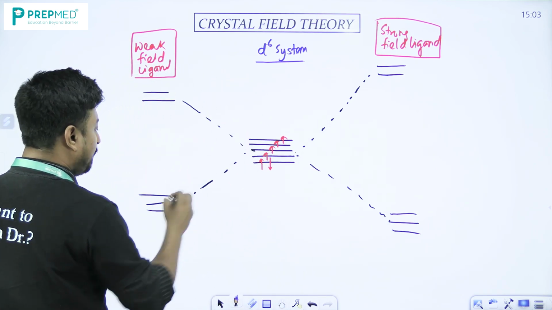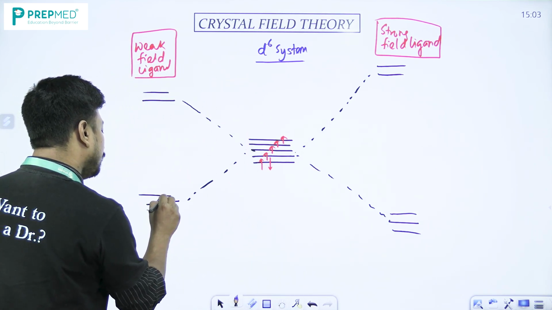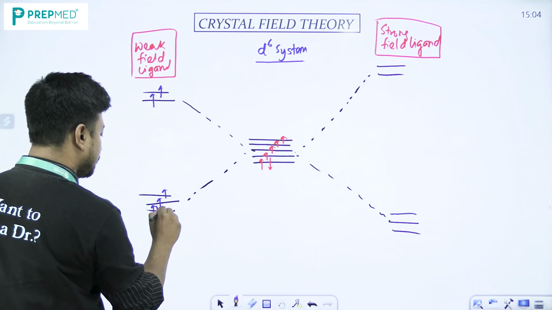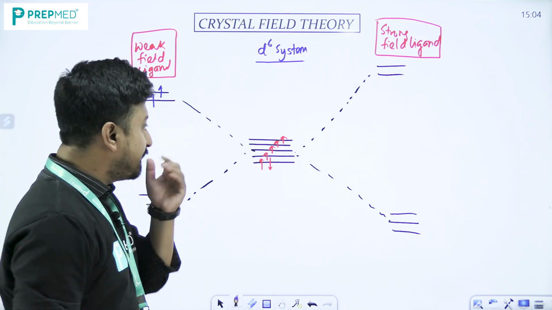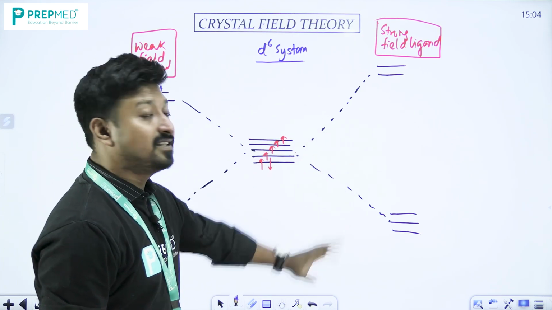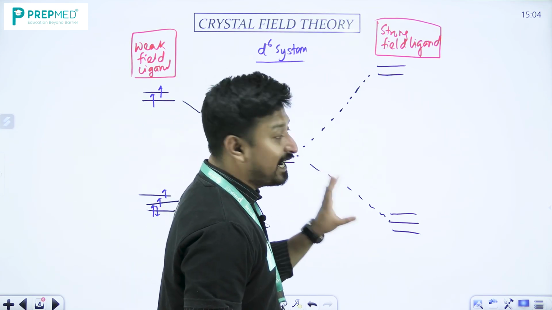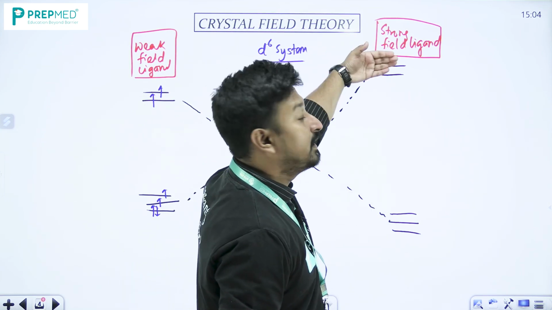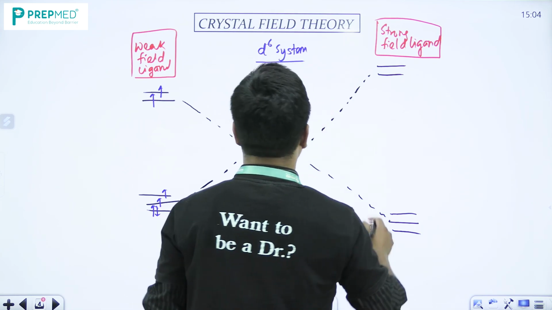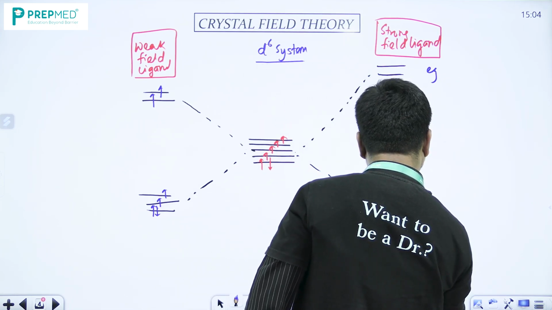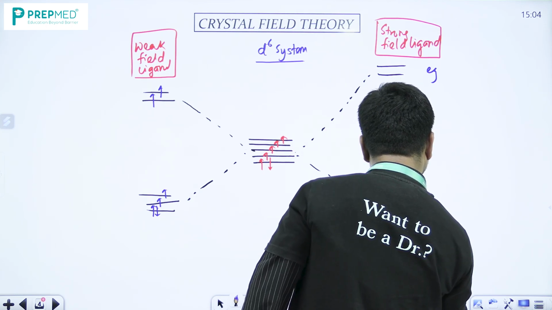Now 6 will be arranged 1, 2, 3, 4, 5, 6. Beautiful. So 6 electrons will be arranged according to Hund's rule. But in this case, Hund's rule will not be followed, because electrons are not energized enough so that they can go to the EG level. Okay. So 1, 2, 3, 4, 5, 6.